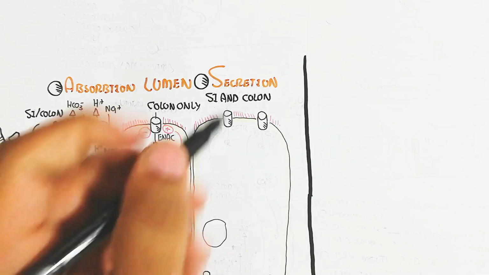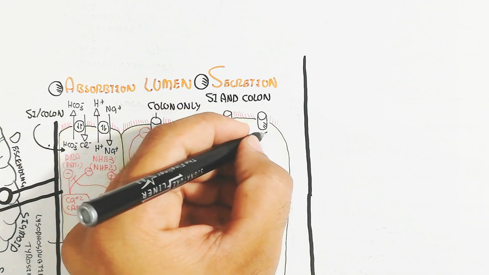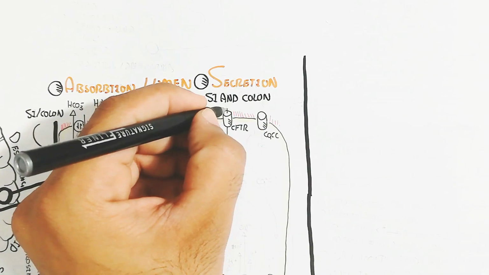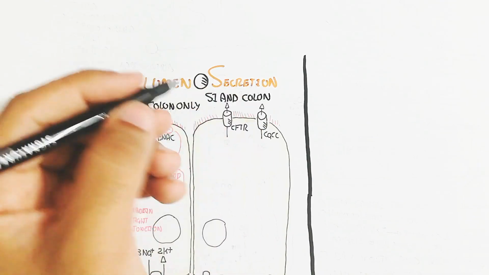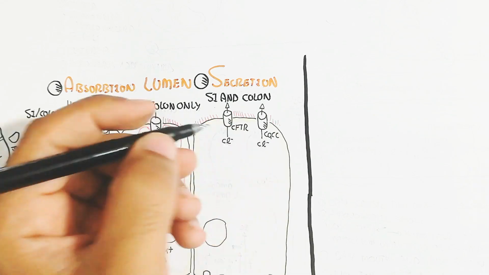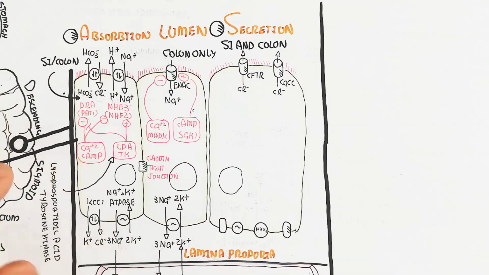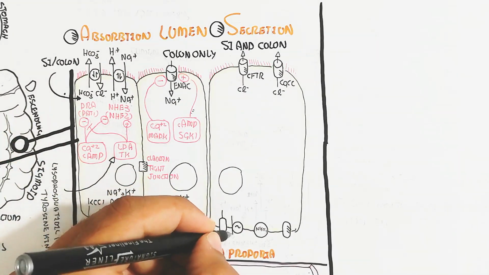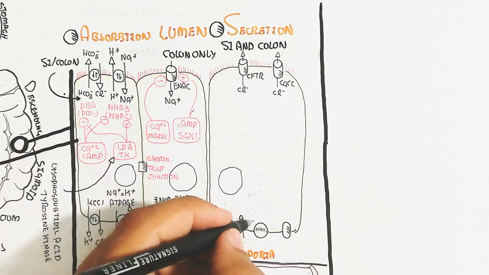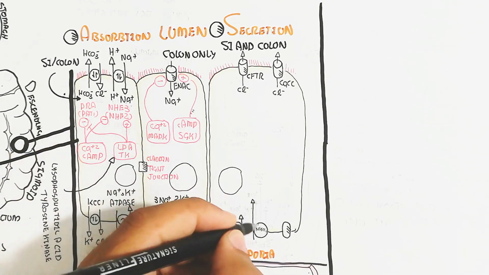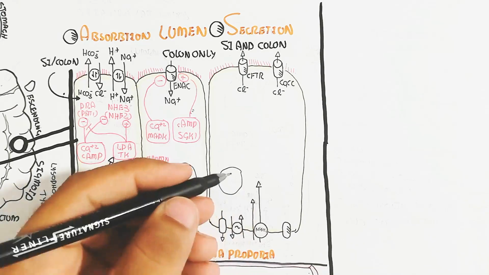Like the small intestine and colon, again for secretion, how can it secrete? In this way, chloride through the CFTR and CaCC channels is allowed to move out by the increase of calcium, cyclic AMP and cyclic GMP.